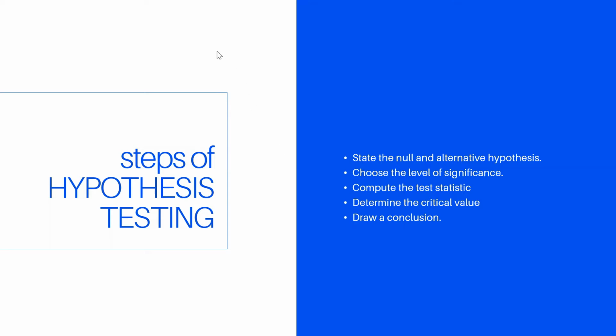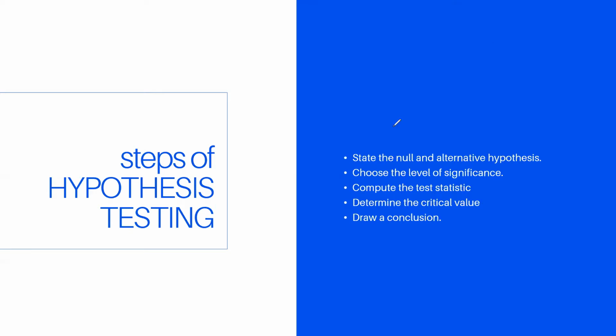Next is to choose the level of significance. This is given in all the problems. Usually we have different kinds of level of significance. We can have 0.01, we can have 0.05, and 0.10 or 0.1. Next, we need to compute our test statistic. This will tell how our data is graphed.